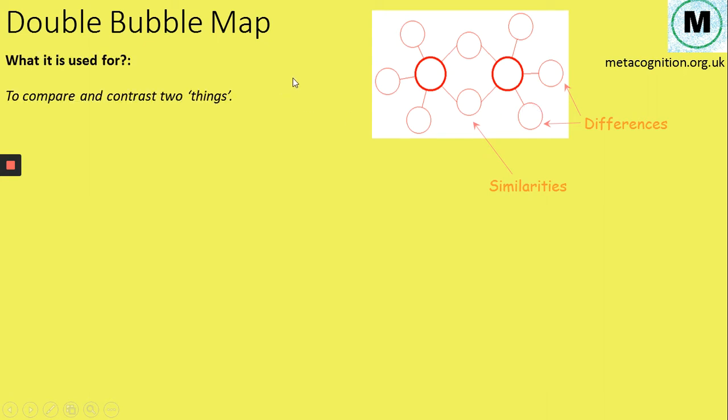So this is used for comparing and contrasting. If you want students to do compare and contrast work, this is the type of graphic organizer you are going to use. So you're looking at what is alike and what is different. Obviously, these points here in the center are the things that are alike, the similarities. And these things around the outside here are the differences.